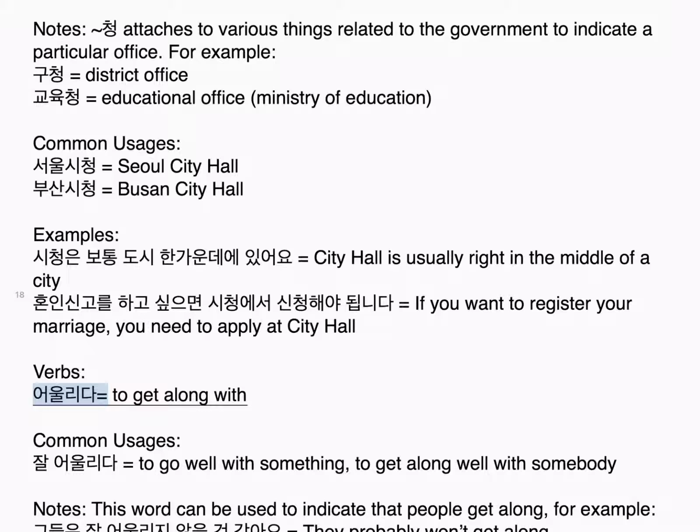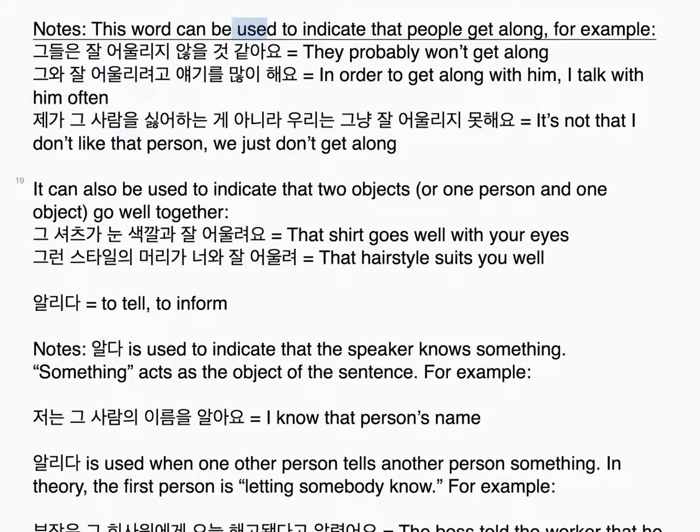Verbs. 어울리다 equals to get along with. Common usages. 잘 어울리다 equals to go well with something, to get along well with somebody. Notes. This word can be used to indicate that people get along. For example, 그들은 잘 어울리지 않을 것 같아요. They probably won't get along. 그와 잘 어울리려고 얘기를 많이 해요. In order to get along with him, I talk with him often.